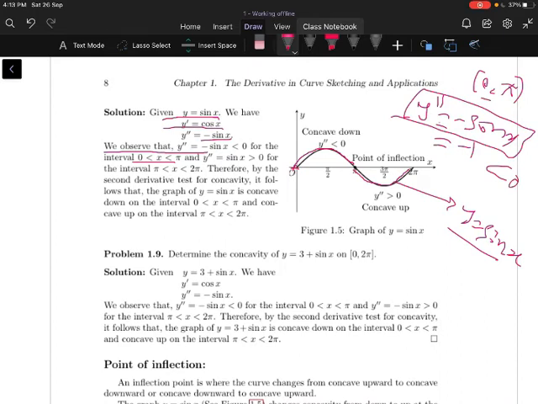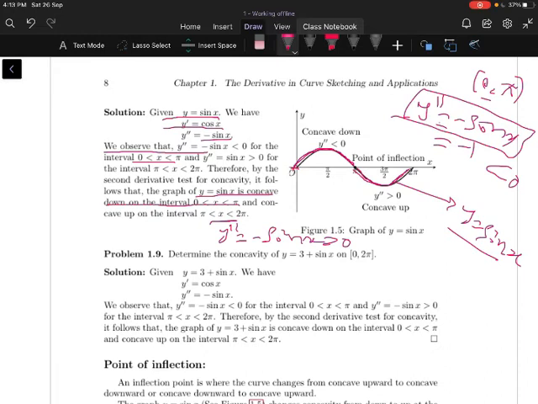Therefore, by the second derivative test for concavity, it follows that y is equal to sin x is concave down on the interval 0 to pi. For 0 to pi, the curve is concave down because the second derivative is negative. Now the curve sin x is concave up for the interval pi to 2 pi, since y double dash is equal to minus sin x is positive.